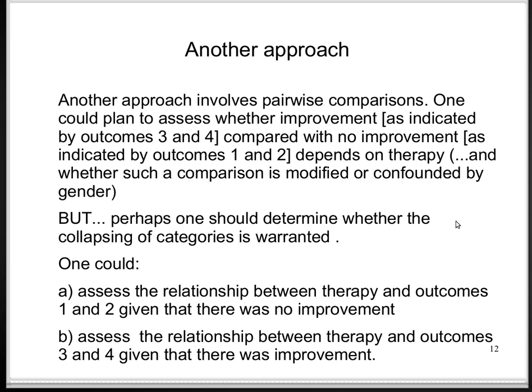All right, well, then we're back to two 2x2 tables and whether or not gender is a modifier or a confounder, right? But then we could ask, wait a minute, should I have been collapsing those categories? So one could argue here that before getting to what we might view as the primary null hypothesis in this project, if that's the way it was set out in advance, we have two secondary hypotheses that would be explored first. And that is whether the relationship between chemotherapy and outcomes 1 and 2 is present, given that there's no improvement, and similarly, a comparison between chemotherapy and outcomes 3 and 4, given that there was improvement. In other words, we've got 3 null hypotheses now.